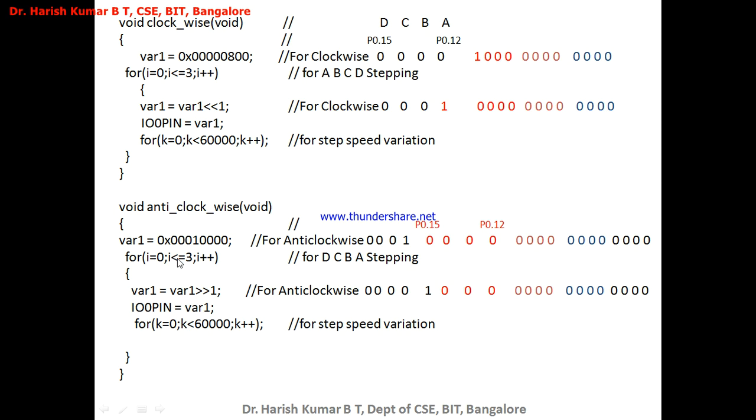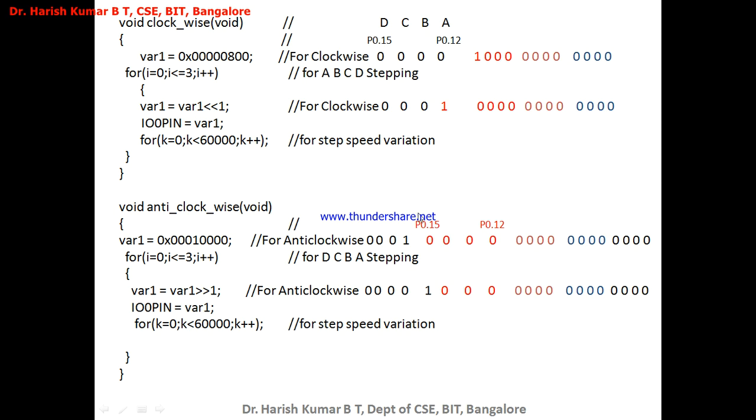Now when I enter into this loop, as usual, I is equal to 0, I less than or equal to 3, I plus plus. Now what do I do here? Right shift I do. Earlier I was doing left shift because 1 was here. Now I do the right shift because I have 1 here. When I do a 1 bit right shift, this 1 goes here, to the P 0.15th position.